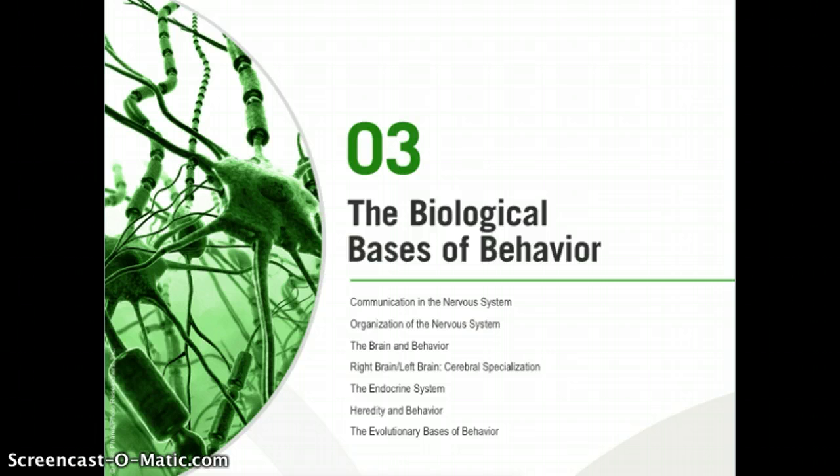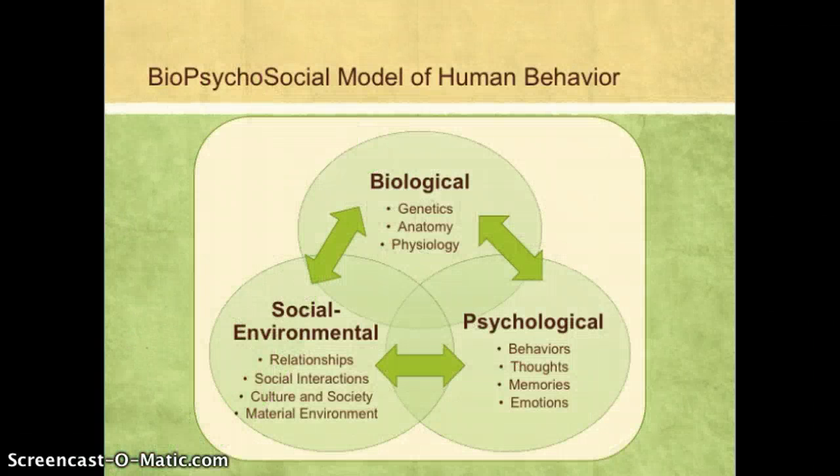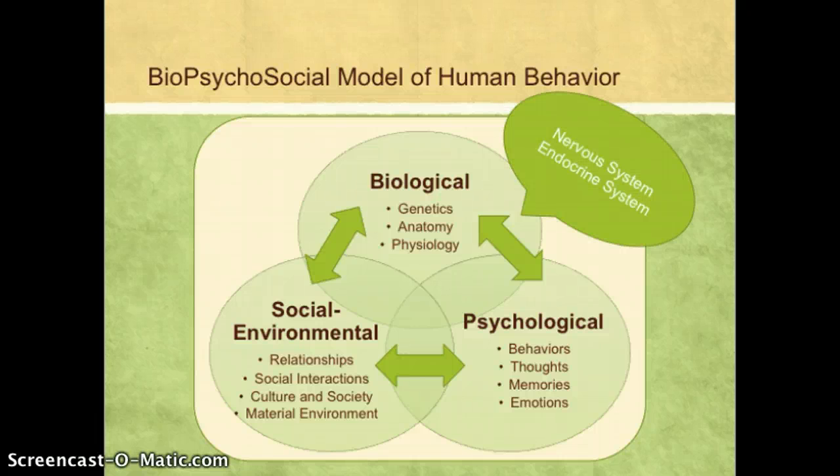Chapter 3, The Biological Bases of Behavior. In this chapter, we've been talking about the biological component of the biopsychosocial model of human behavior. Biologically, we focus on the nervous system and the endocrine system. In this video, we're going to be discussing the peripheral nervous system and the endocrine system.